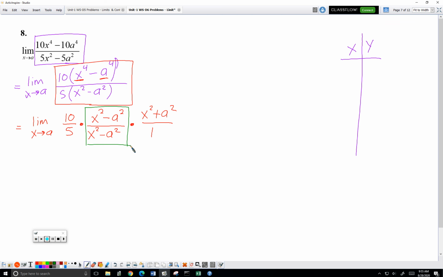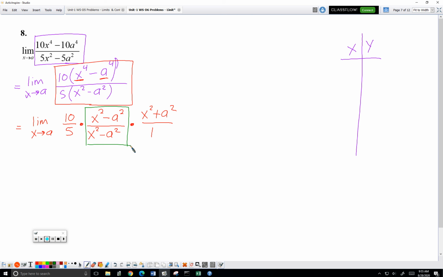0 squared is 0. Minus a squared would just be negative a squared. And then the bottom would be the same. So negative a squared divided by negative a squared will be 1, as long as a isn't 0 itself. Everybody with me? There is an exception, though.